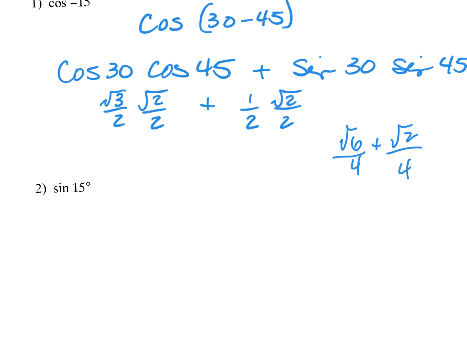And remember, you can always check your answers. If you type in cosine of negative 15, it's going to give you an ugly decimal, and it should be the same ugly decimal when you key that in.